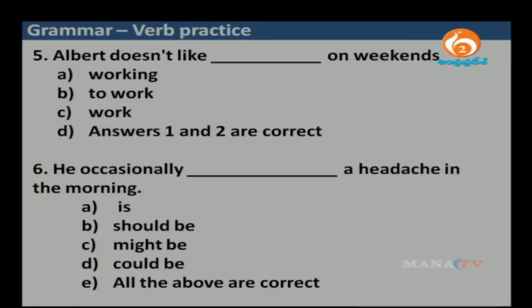Next, he occasionally dash a headache in the morning. He occasionally is a headache. He occasionally should be a headache. He occasionally might be a headache. He occasionally could be a headache. Now this particular question is a trick question because the context of the question changes with every option. So technically speaking, all these answers do fit as a perfect answer provided the context is independent.